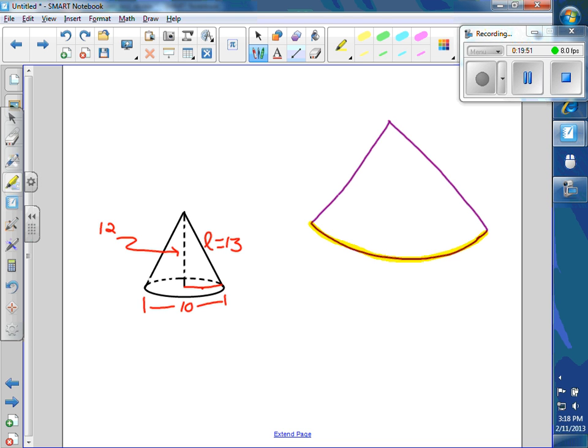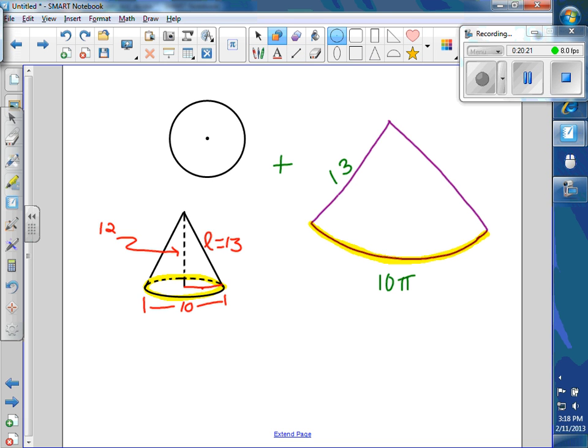So the circumference of the circle, when you slice this cone open, is right here. So this is 10 pi, and the edges are 13. And there's also a circle in here, the base. That's the lateral piece, but then there's the base. That's the easy part. How much is the radius? 5. So this is 25 pi.